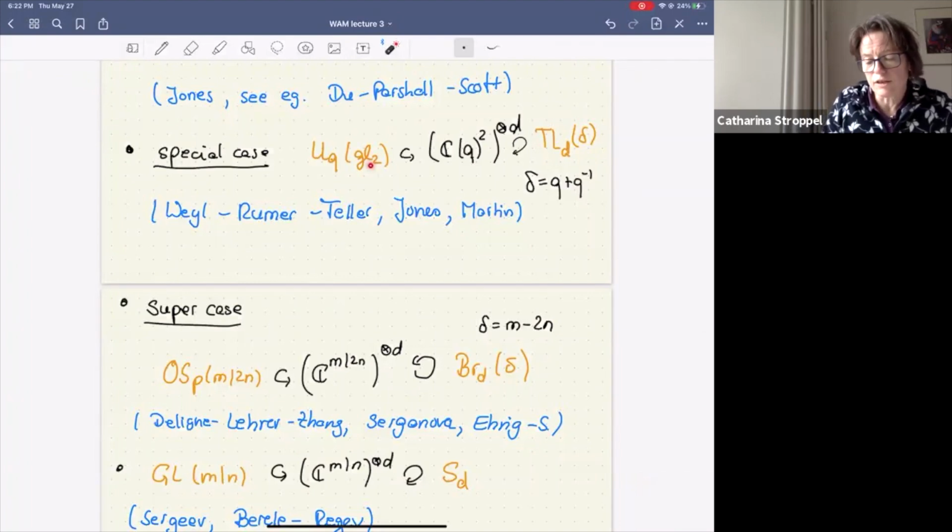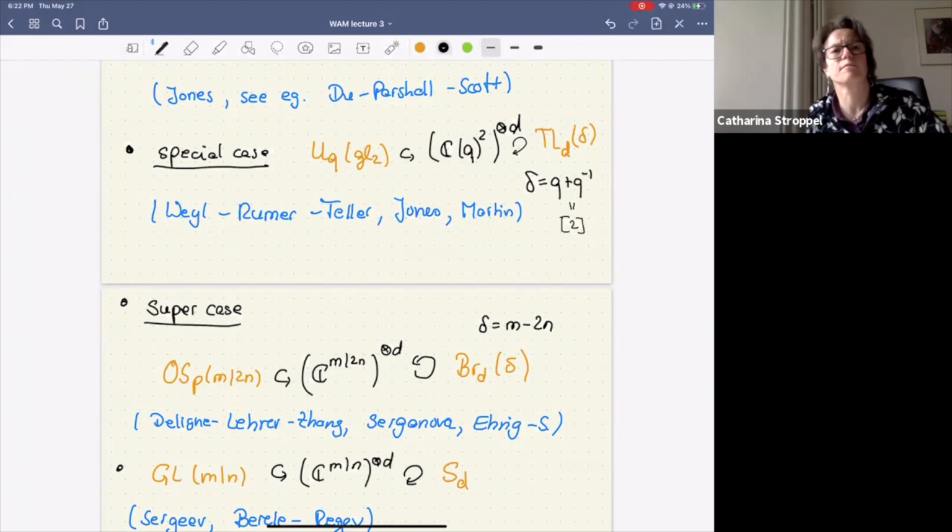So it's only for GL2. This 2 corresponds on the other side to quantum 2. And if you go away from GL2, it's not a Temperley-Lieb algebra, and it's something more complicated, a quotient of the Hecke algebra, which is not a very nice quotient. One can write it down explicitly, but I don't think this algebra has a specific name, for instance. Thank you. Okay.